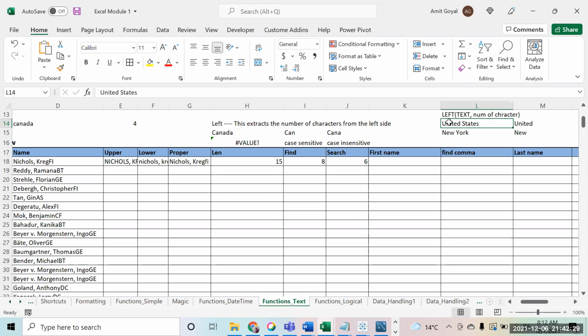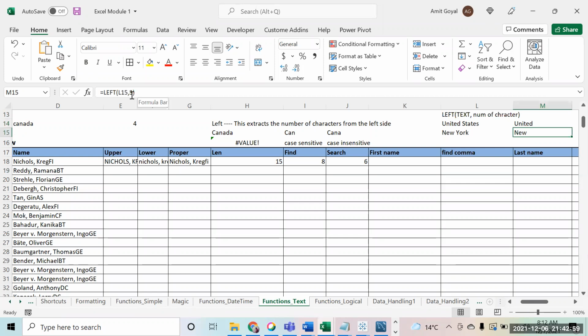Okay. So if you take a look at New York, what is the position of space? At what position is space coming? 4. How many characters did I have to extract? 3. 4 minus 1, right? In the same way, in United, the space is at the 7th position, and I had to extract 6 characters, 7 minus 1, right? So that is what we are doing in this.